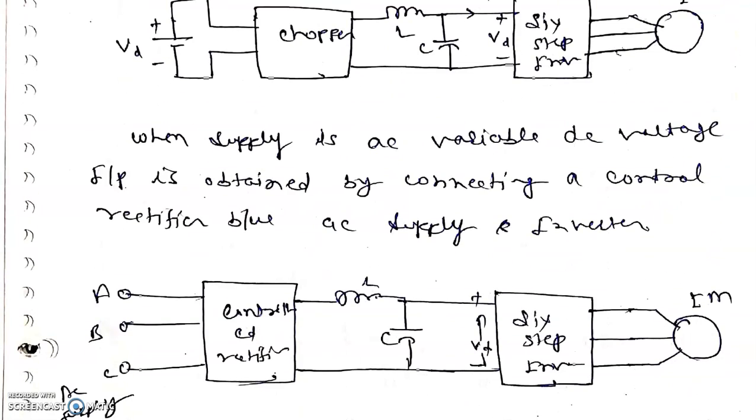When we have to convert a constant DC to variable DC, we can use the chopper. But if I have to convert the AC supply to a variable DC supply, we require a controlled rectifier. This is a controlled rectifier block, and this is three phase AC. This rectifier converts the AC supply into the variable DC supply, which is given to the six-step inverter or VSI block.